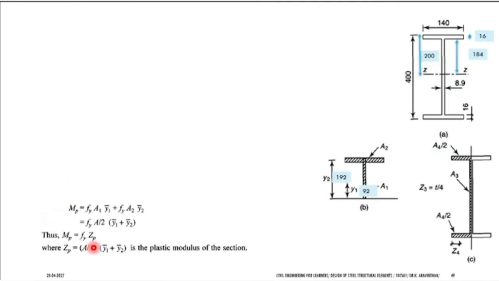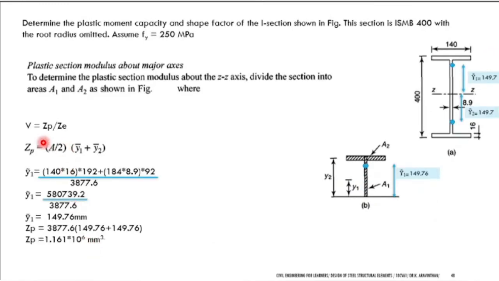Okay. Now what do you need? First you have found out ZP, now you need ZE. So how to find ZE? What is the formula? I by Y, isn't it? What do you mean by I? Moment of inertia. What do you mean by Y? Depth of neutral axis.